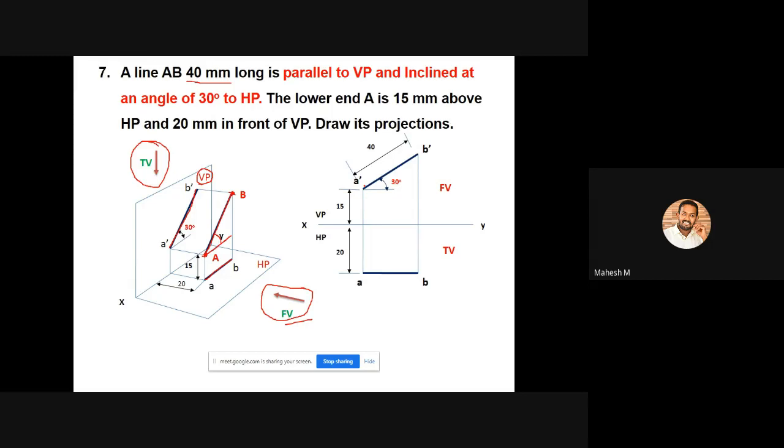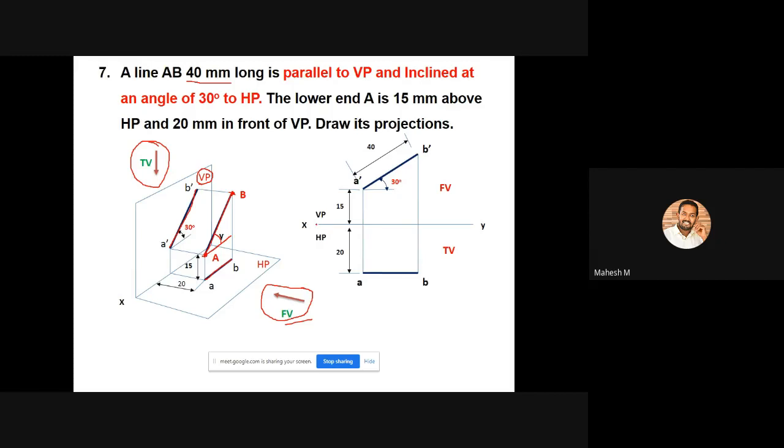If the problem is directly opposite, that means the fifth case, you can see the true length in the top view. But in both inclined cases, you can't see the true length in the front view or the top view.